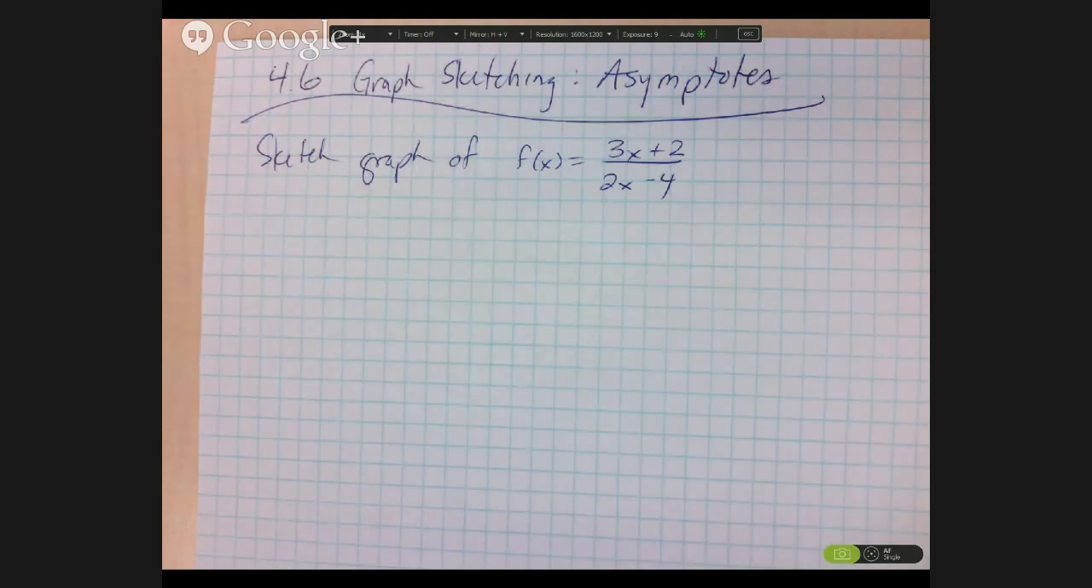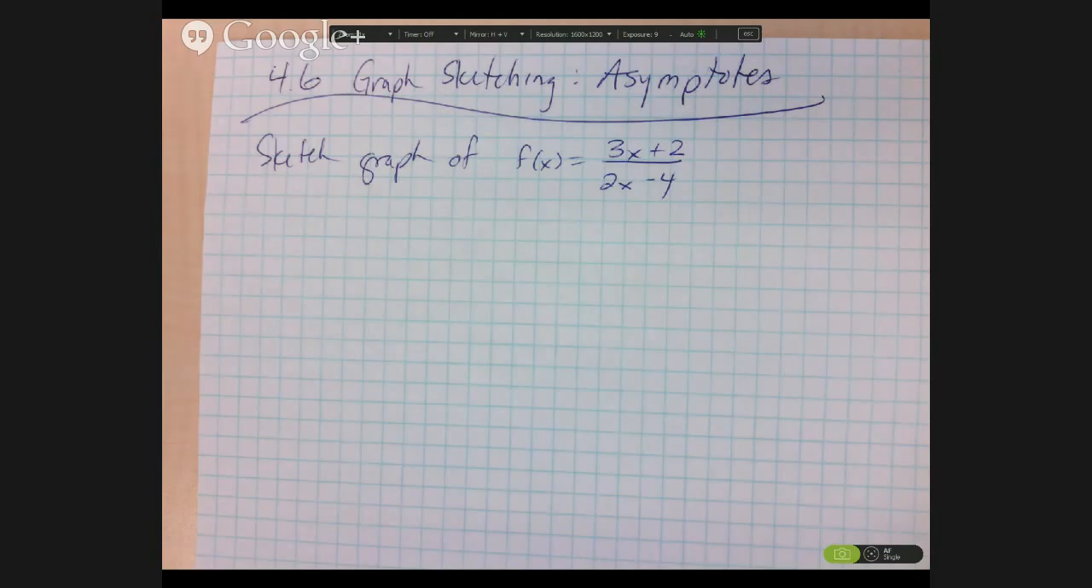Can you automatically tell me what a vertical asymptote is of this? X equals 2. Okay, so as long as it doesn't give you a top value of 0, at the value of 2 it gives us 8, we're good. So we know there's a vertical asymptote at 2, right? We can include that in our sketch. We're going to have to use limits at infinity to find the horizontal asymptote.